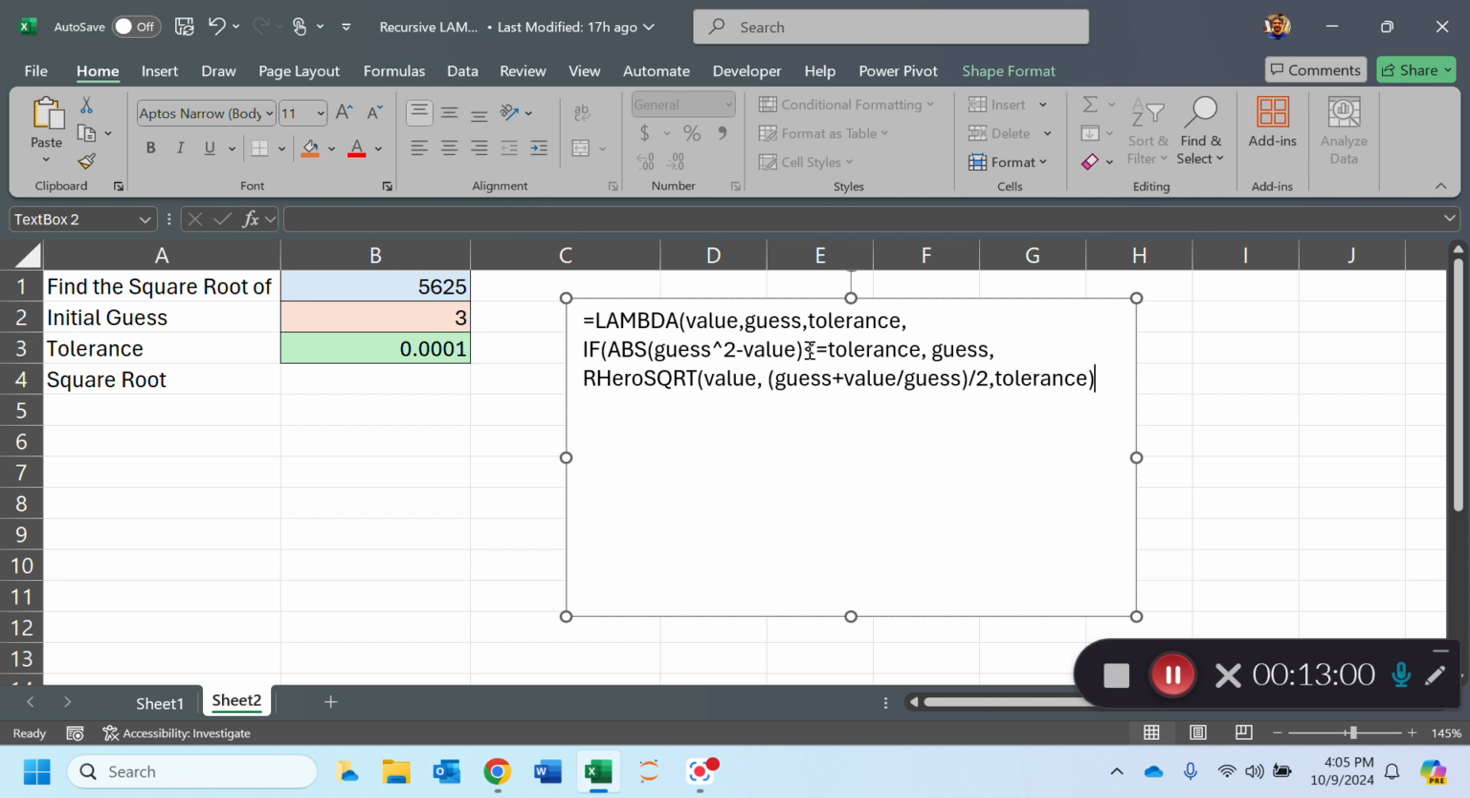Then we will close the if statement parentheses. Then we will close the lambda parentheses.